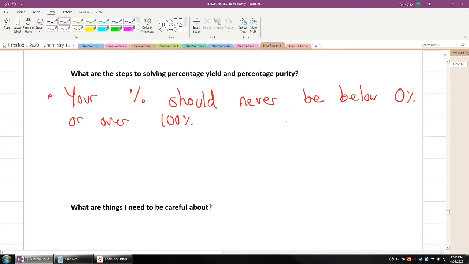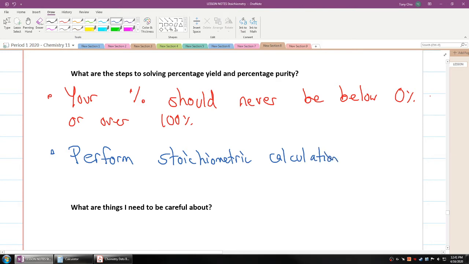So what are the steps of solving percentage yield and percentage purity? Well, the biggest thing you just gotta know is perform stoichiometric calculations as before. Just apply the percentage at the end.